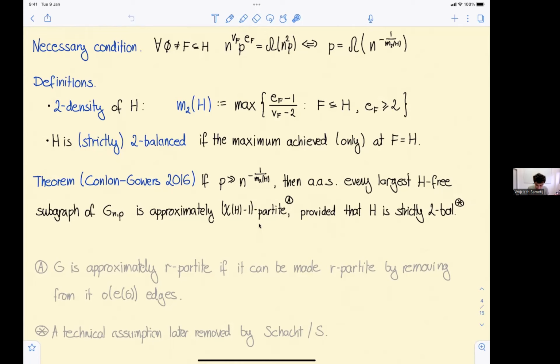So we're asking under what assumptions on P, if we further assume that H is edge critical, can we remove the word approximately from the statement of the theorem?